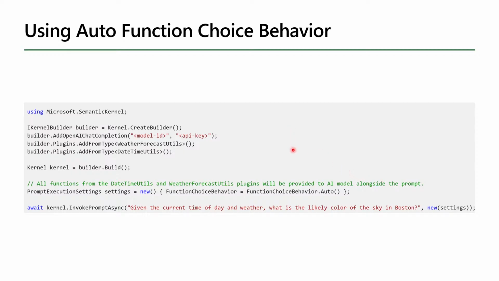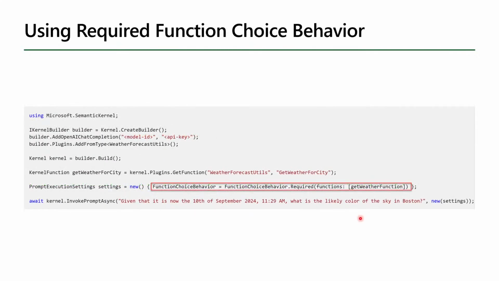Another behavior here is this is the auto. We already say that all functions from date types and plugin will be provided alongside the prompt. It will go and call those functions. Required. What is required for? This is also interesting, and you use it in specific use cases. The required behavior forces the model to choose one or more functions from the provided function lists, and this is only for the first time.